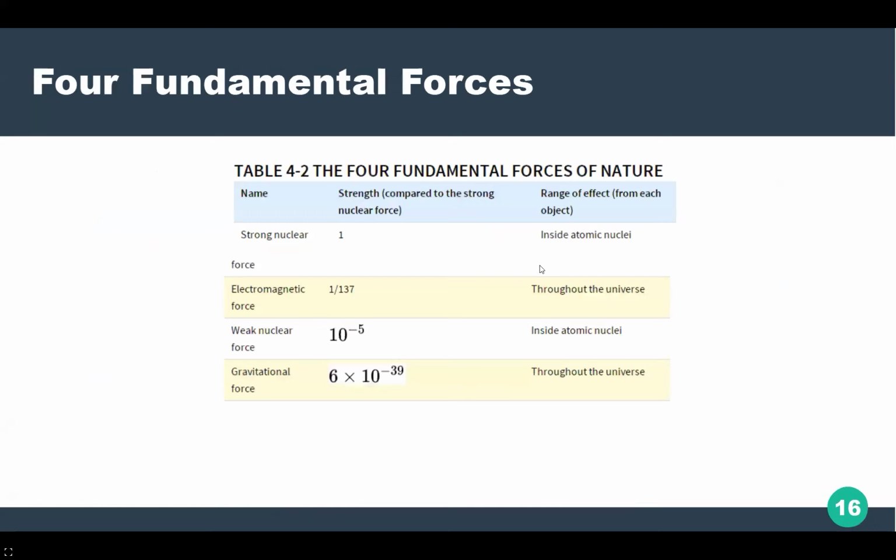At this point, we're going to just go over quickly the four fundamental forces: the strong nuclear force and the weak nuclear force, which are two forces which keep the nucleus together, which is why they are called nuclear forces, as well as the electromagnetic force, which keeps an electron orbiting around the nucleus, and the gravitational force, which is what keeps a planet orbiting around the sun.